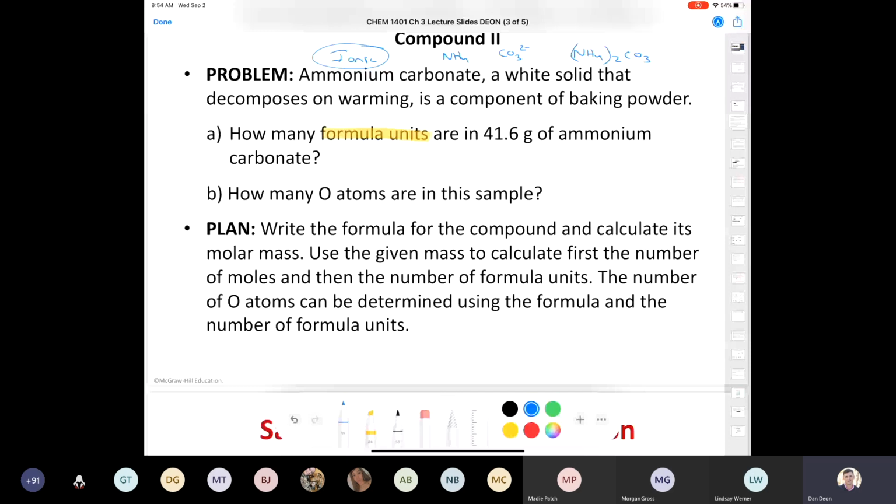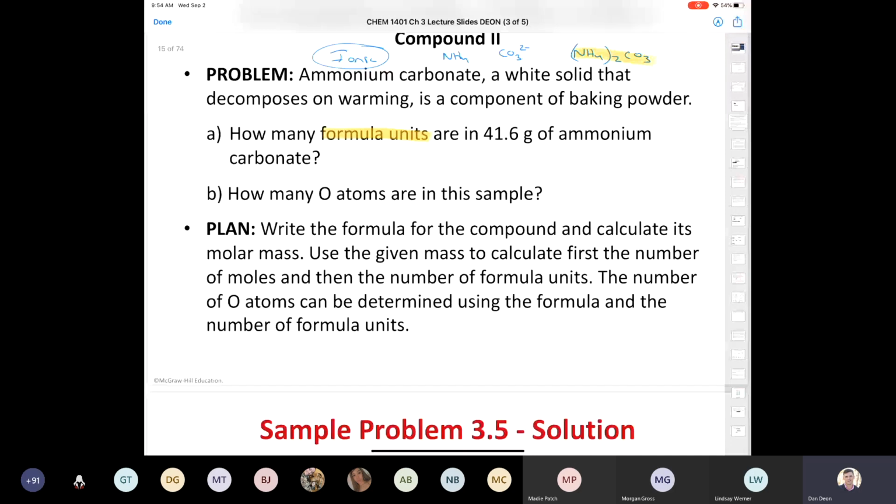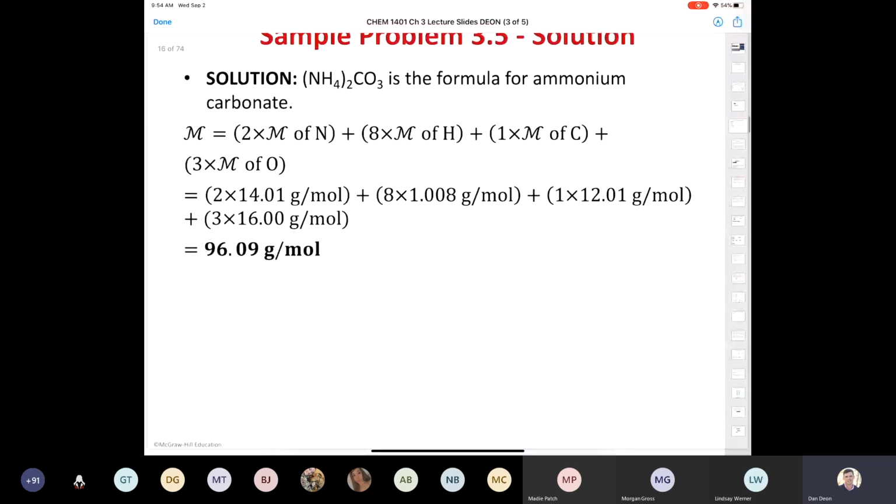Now we have the formula of ammonium carbonate shown here, and we want to know how many formula units there are in 41.6 grams of ammonium carbonate. The first thing we have to do is figure out the molar mass for ammonium carbonate. I've gone ahead and done that on the next slide. I worked out the solution to the formula mass. Notice I'm not saying molecular mass, I'm saying formula mass.